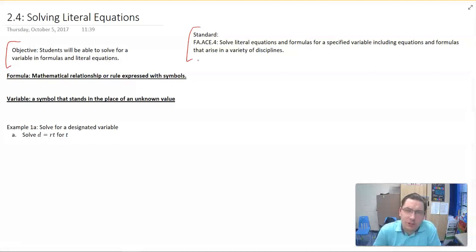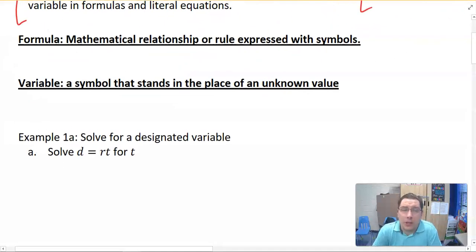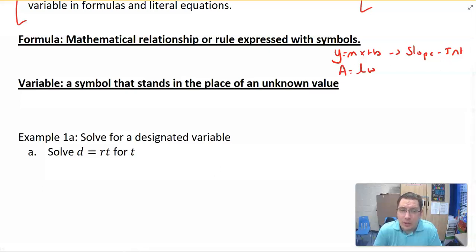And so there's a couple of definitions that we need to talk about first. We need to talk about what is a formula. A formula is a mathematical relationship or a rule that is expressed with symbols. Some formulas that we think about are y equals mx plus b as our slope-intercept form, right? Or that area is equal to length times width, the area of a rectangle. And so we have these formulas that are expressed with symbols before we put any values into them.